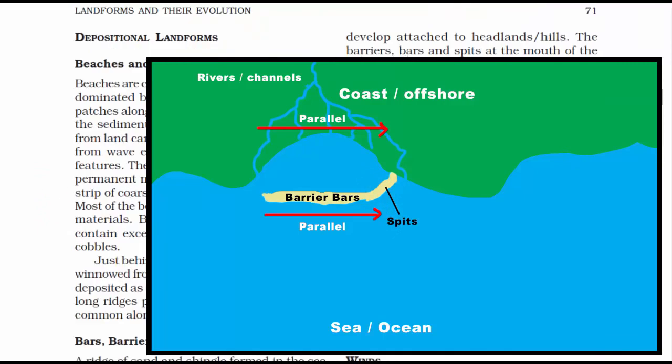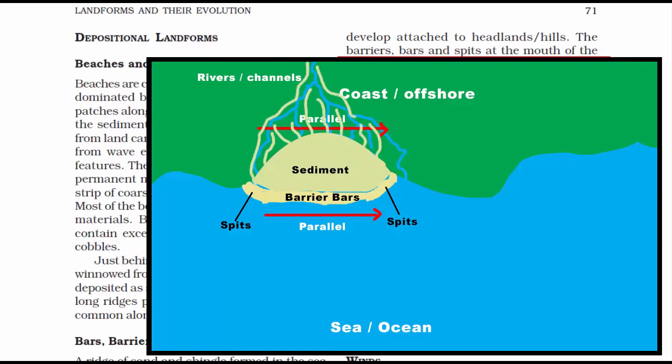Sometimes this spit gradually extends and tries to meet the other end of the bay. So this region is called a bay. A bay is a broad inlet of the sea where the land curves inwards. When the spit tries to meet the other end of the bay, this region of water is called a lagoon. Even this lagoon gets filled up gradually by sediments coming from the land and from the beach itself. It turns into a coastal plain.